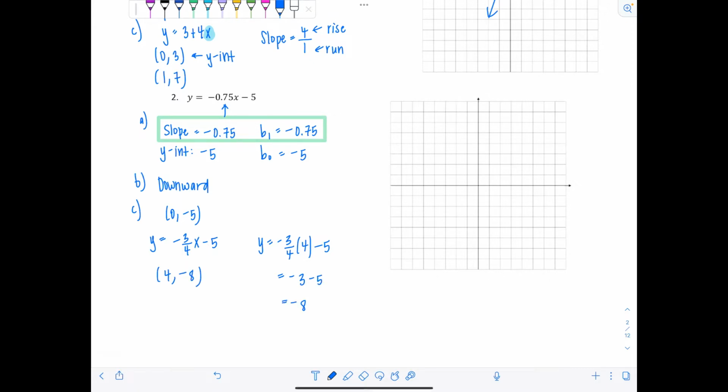So I'd like to graph these 2 points if you don't mind. So we have 0, negative 5, 1, 2, 3, 4, 5 here. And then 4, negative 8 would be right here. And there's my line. Okie dokie. Good. And then let's look at one more.